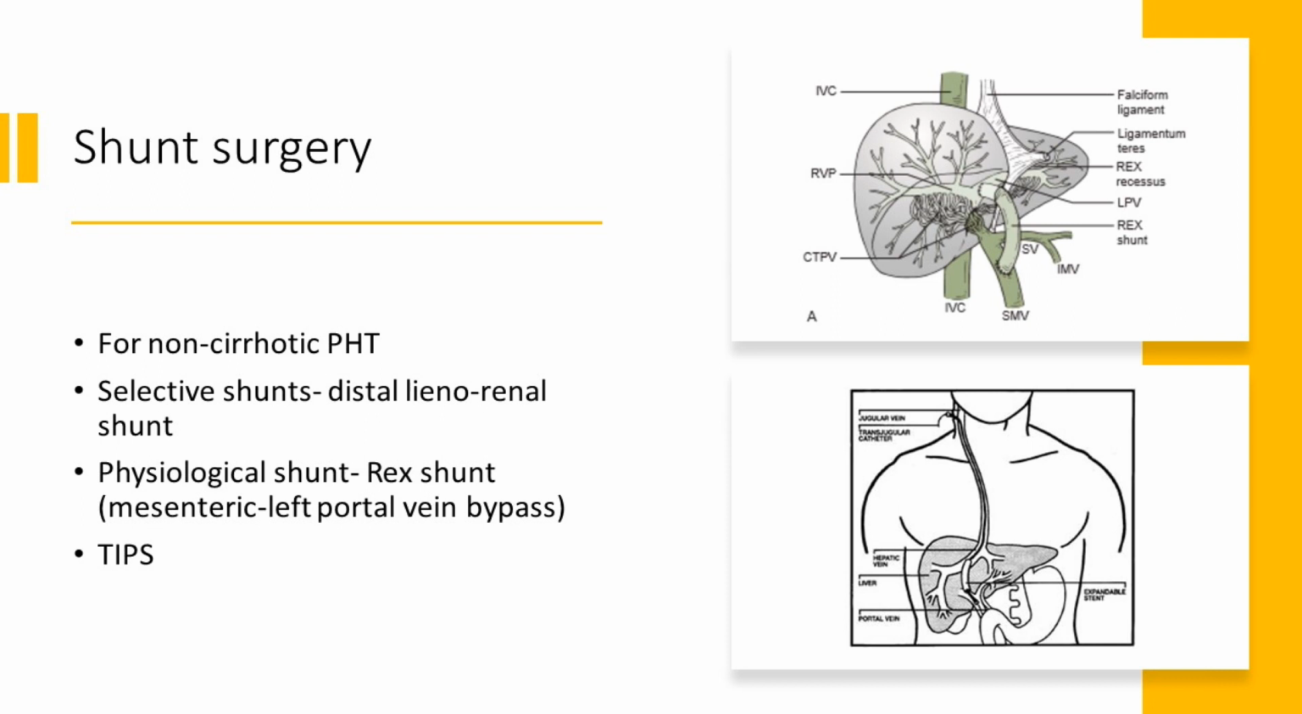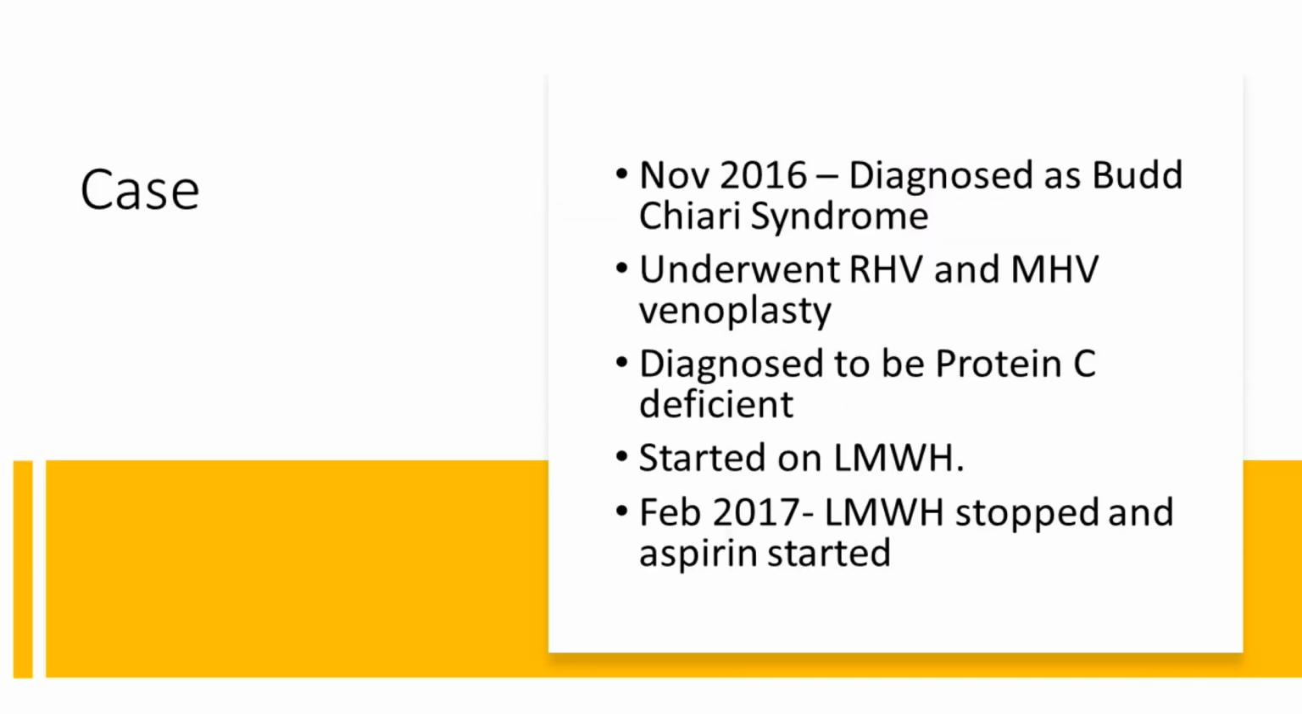Shunt surgeries, I'm not going to go into the details, but you have selective shunts, that is your distal renal shunts. You have a physiological shunt, which is a mesenteric left portal vein bypass, so you're not actually bypassing the liver. And the TIPS, which is just for pre-transplant that you're planning to do. Okay, so we'll go on to the case.